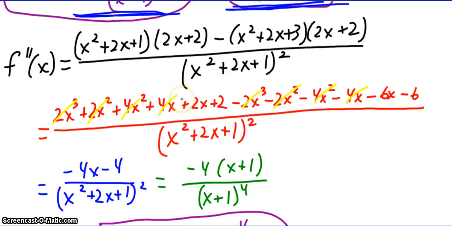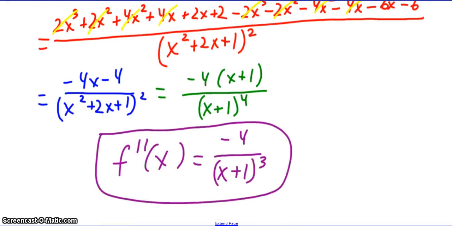Most things cancel. Very nice. The bottom is x squared plus 2x plus 1, quantity squared. So the numerator becomes negative 4x minus 4 over x squared plus 2x plus 1, quantity squared.